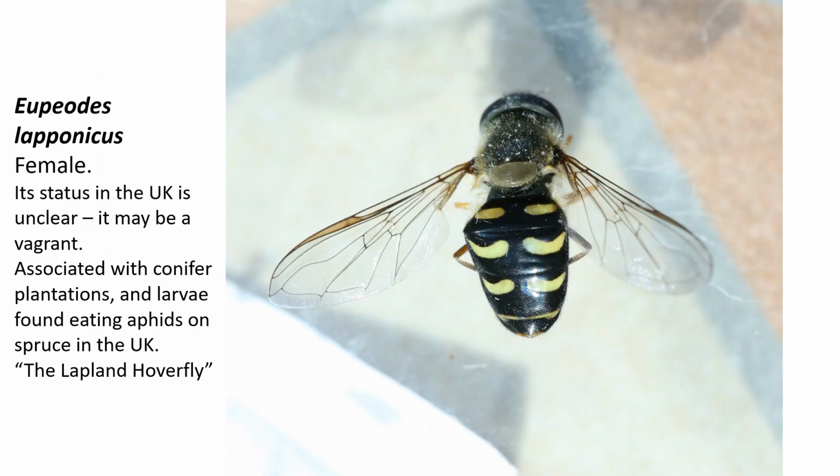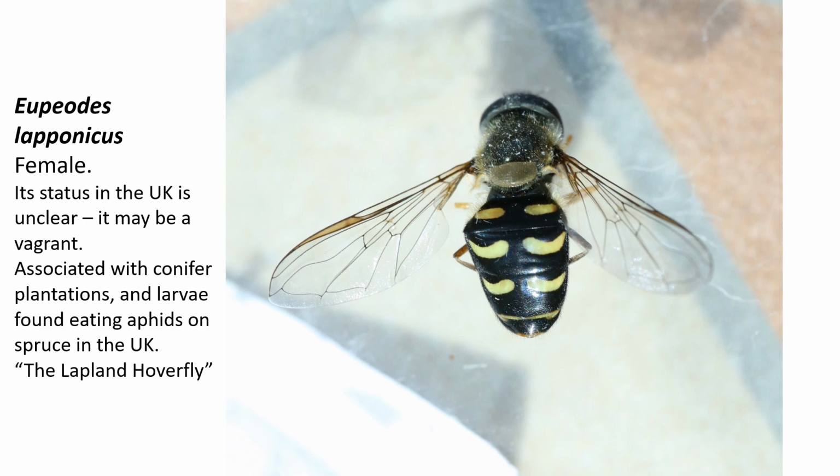This is probably the most unusual hoverfly I've found. By chance really, I found it dead on the living room floor, so I didn't need to kill it, because with the unusualness of this, nobody would have believed me if I didn't have a specimen to say this is it. Well, this is precisely it, and you can't disprove it by saying I've been tampering with the photographs or something. And its status in the UK is unclear. It may be a vagrant associated with conifer plantations and aphids on spruce, otherwise known as the Lapland hoverfly.